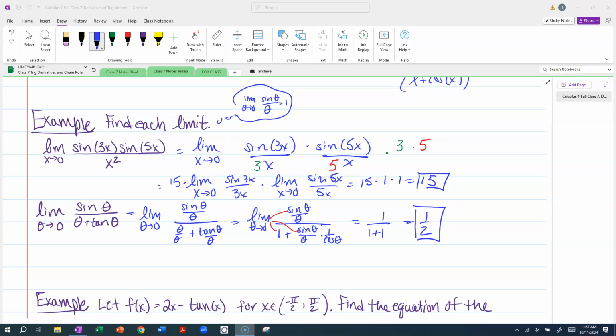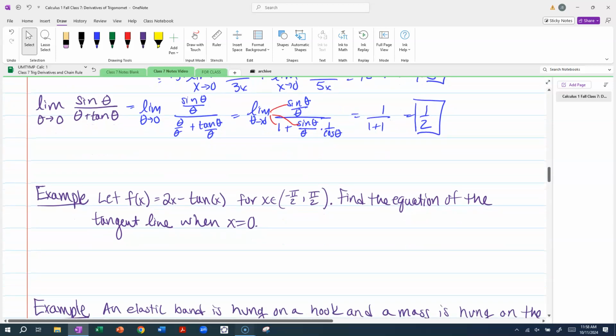And then as I look at this, I can distribute to each piece. Numerator exists. I know that's 1. Denominator, okay, 1 is 1. Limit of that is 1. And then sine of theta over theta, that exists, and that's 1. And then also 1 over cosine as theta goes to 0, that's still 1. So all of those exist, and I just have 1 over 1 plus 1, so 1 over 2. Done. Okay.